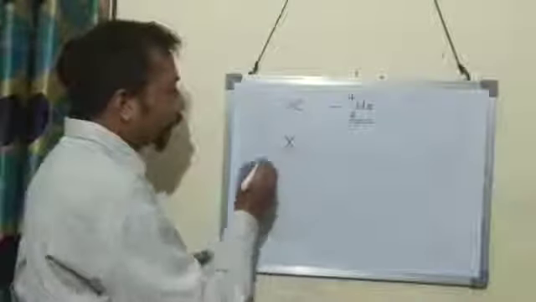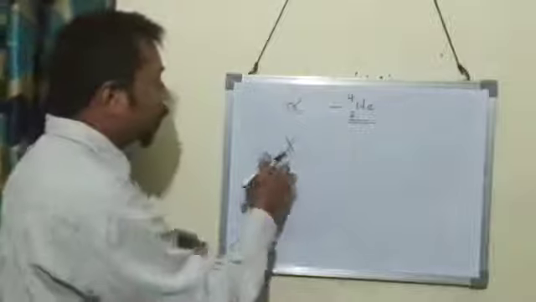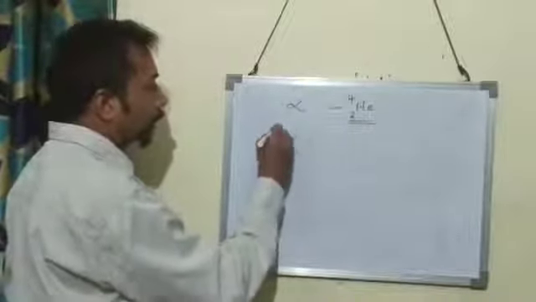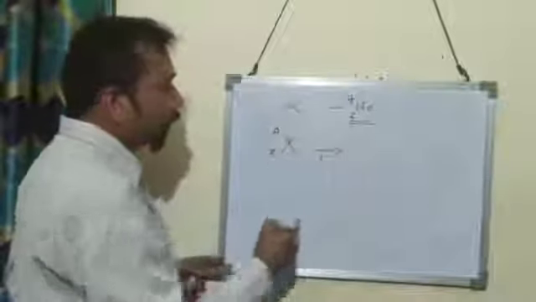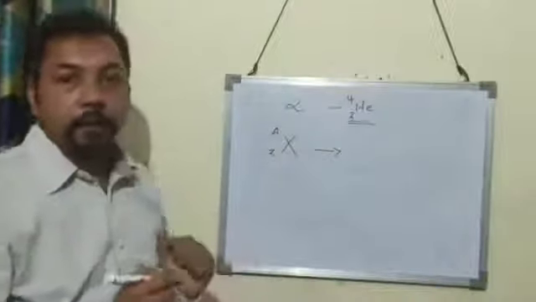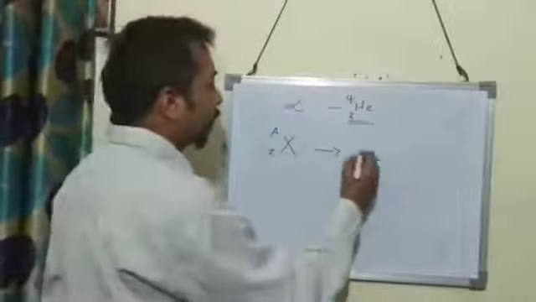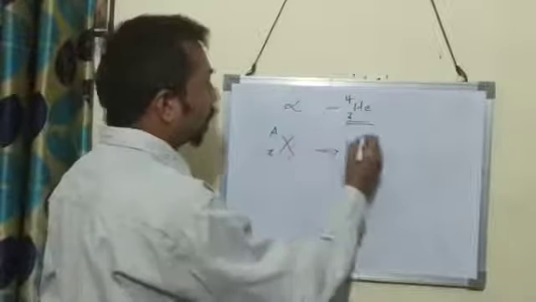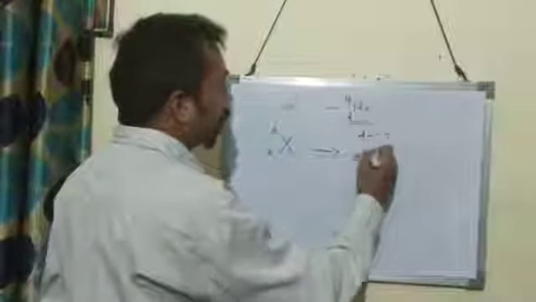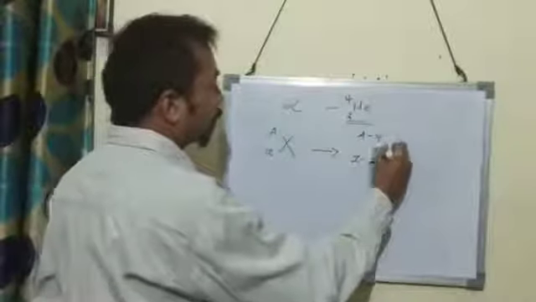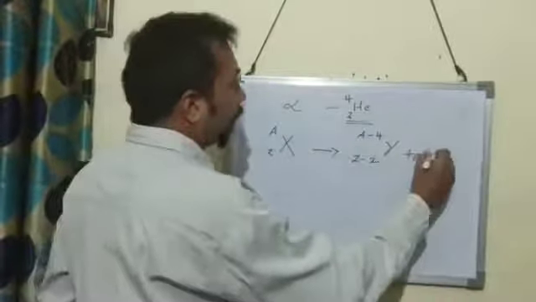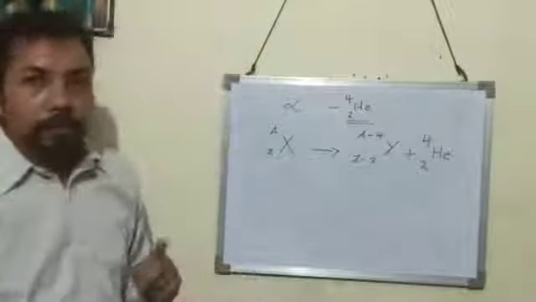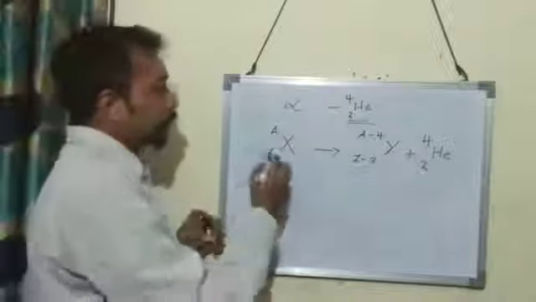Suppose that X is an element whose atomic number is Z and mass number is A. It gives out an alpha particle. It means the atomic number decreases by 2 and the mass number decreases by 4. So it will be a new element plus an alpha particle, that is the helium nucleus. So this is the equation.